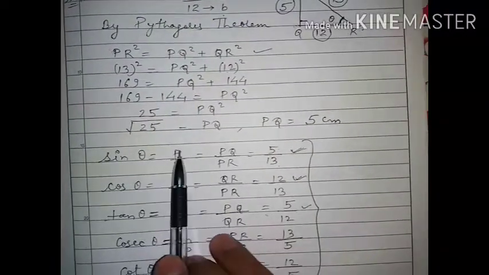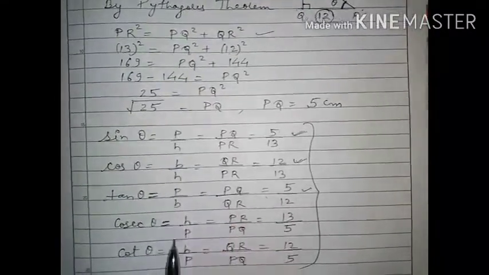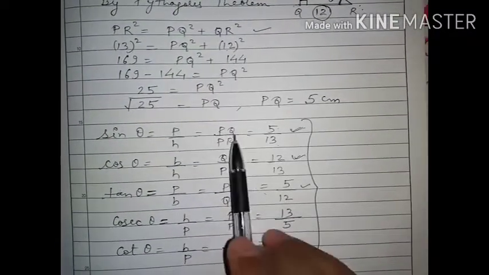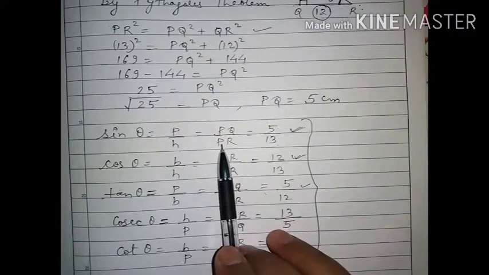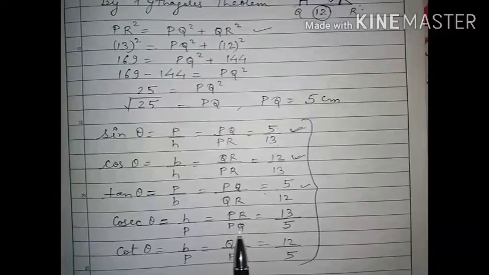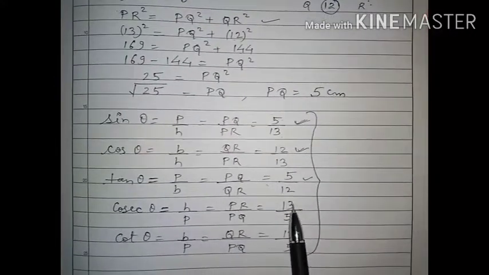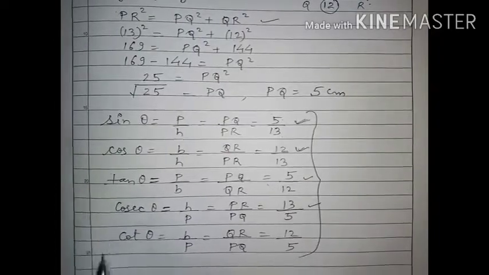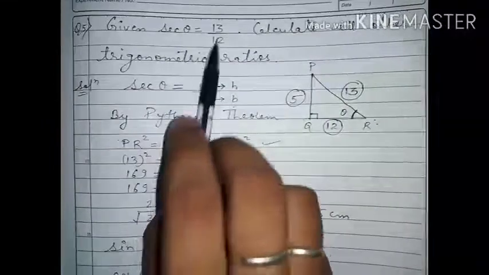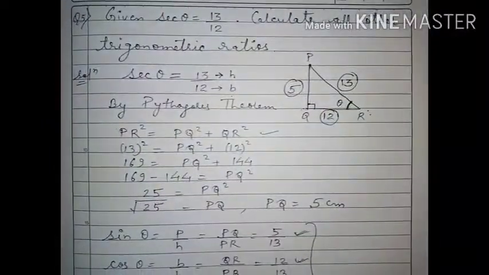That means if sin theta is p by h, the reciprocal of this is h by p. So now just reverse it, that is PR by PQ. See here, PR by PQ is equal to 13 by 5. After that, sec theta is given in the question only, so no need to find that.